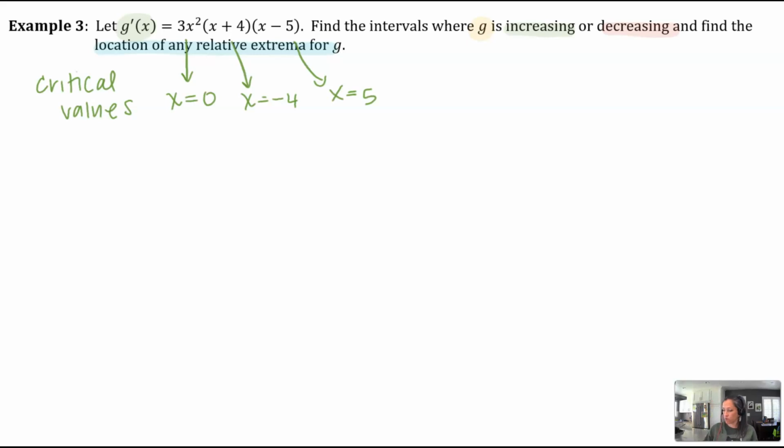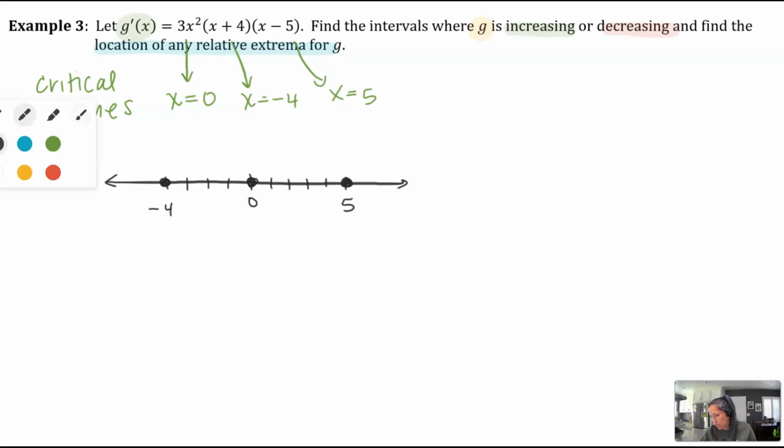Let's go ahead and make ourselves a beautiful plus minus table. I don't like how straight that line turned out. There you go. All right, negative 4, 0, and 5. Perfect. We can go ahead and just mark those with closed circles. We know we're going to include them in our intervals of increasing, decreasing, and they will be potentially our relative extrema.